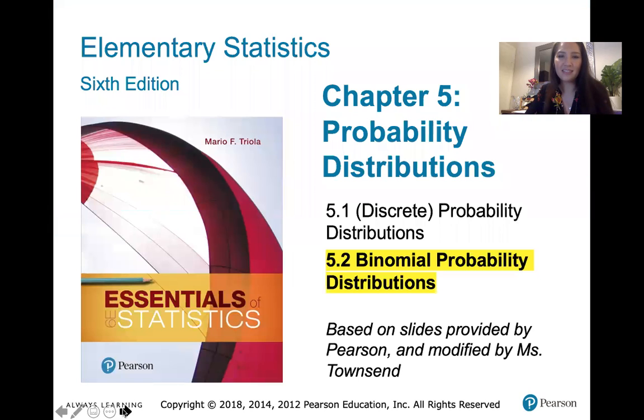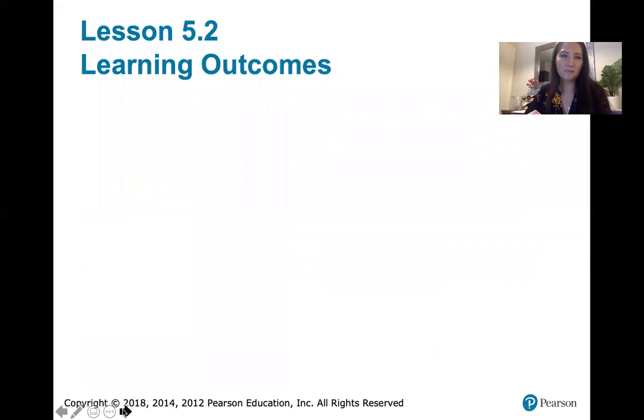So this is the second section in Chapter 5. There are actually three sections in Chapter 5, but we only cover 2 in our course due to time constraints. So this section is about a particular discrete probability distribution called a binomial probability distribution. This is from Essentials of Statistics, 6th edition by Mario Triola.